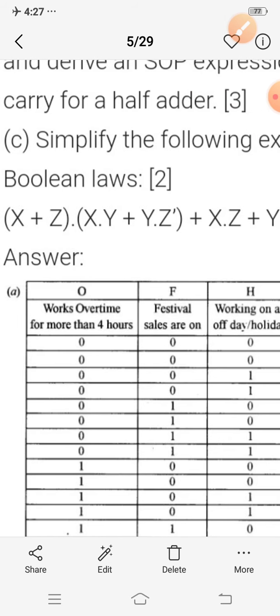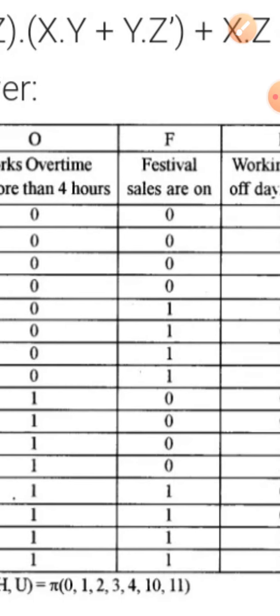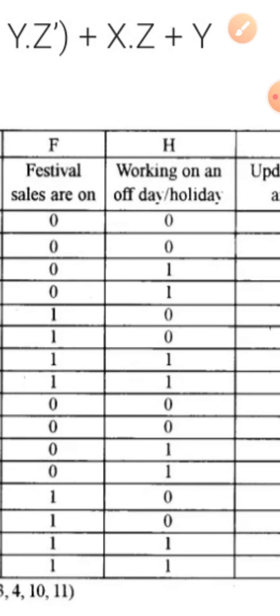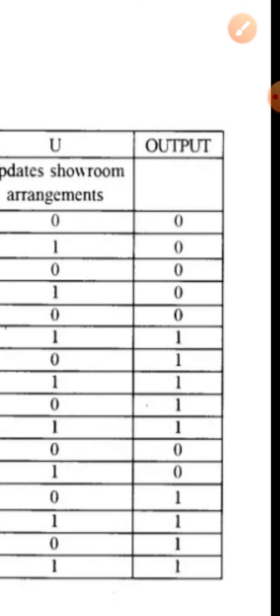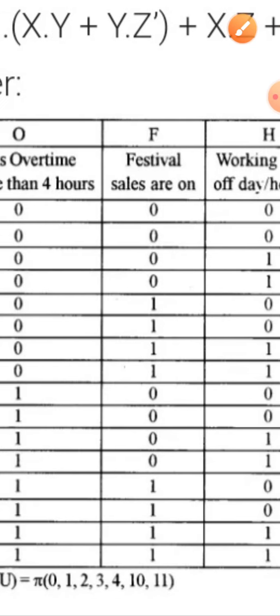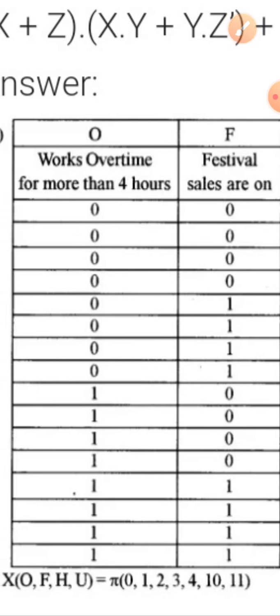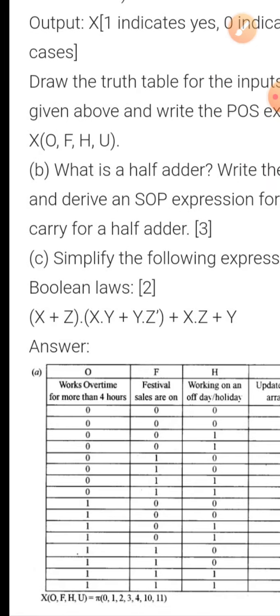This is how you will do it. Here it is given: O, then F, then H, then U, and here is the output. Then in the next column you will find the minterms in front of ones only. Sorry, not minterms, the question is about maxterms, so write all the maxterms in front of zeros, and finally you will get this as the answer at the last. X(O,F,H,U) is equal to pi 0, 1, 2, 3, 4, 10 and 11. This is your final answer of this question.